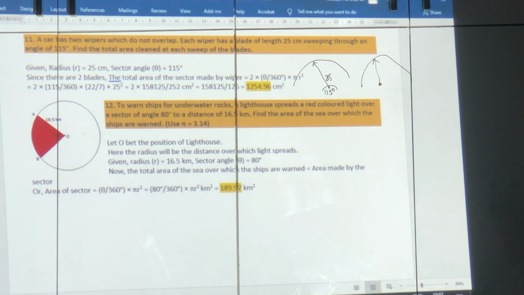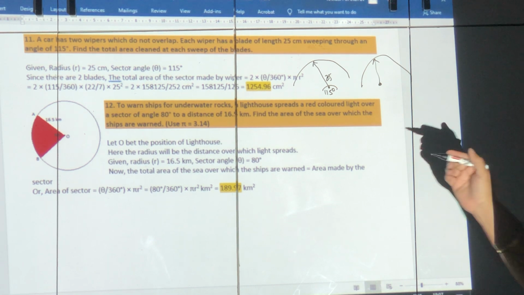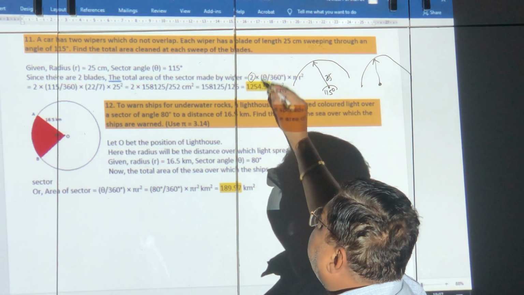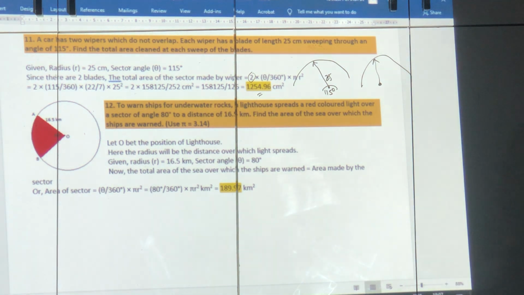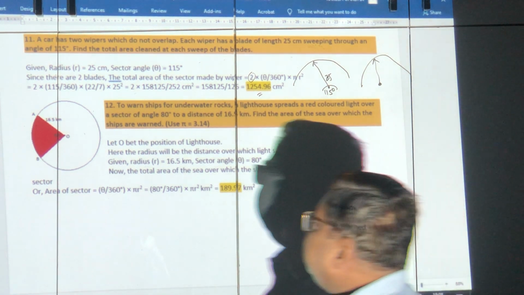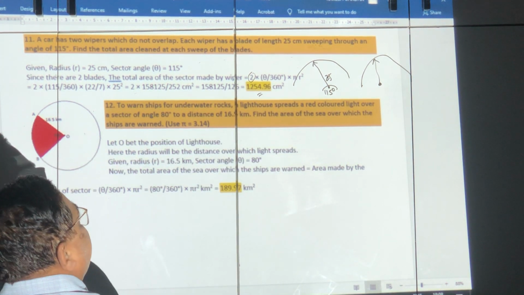So, either you find one or you multiply by 2. I have directly multiplied by 2 because there are 2 wipers and you will get the answer. Otherwise, find one and multiply the answer by 2. Or directly take the formula and multiply by 2. It means the same thing. 2 wipers are there. They are not related to each other. It's not that one will work and the other will not work. So this was the trick in this.